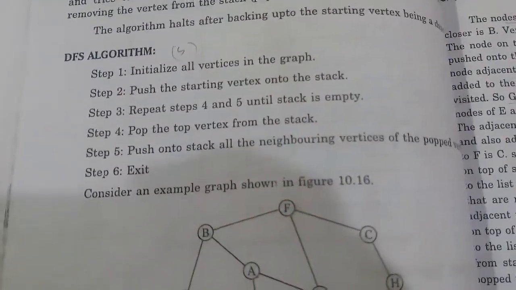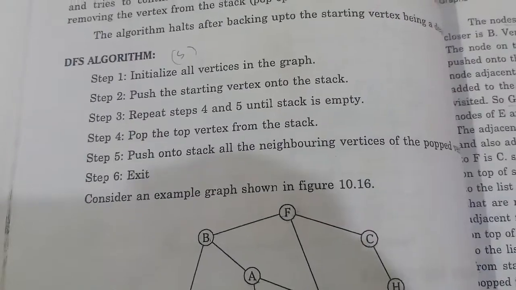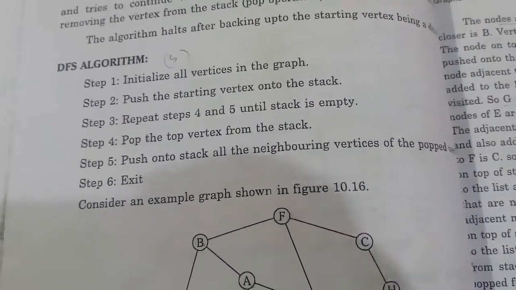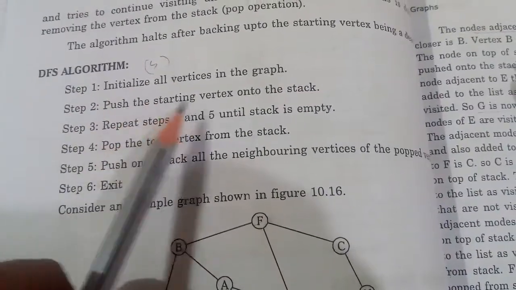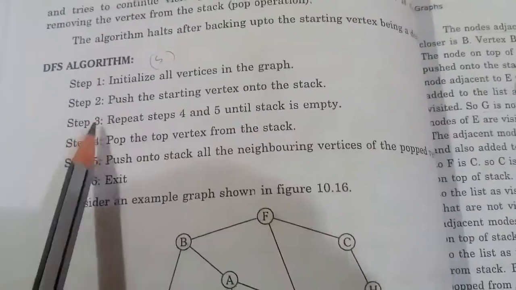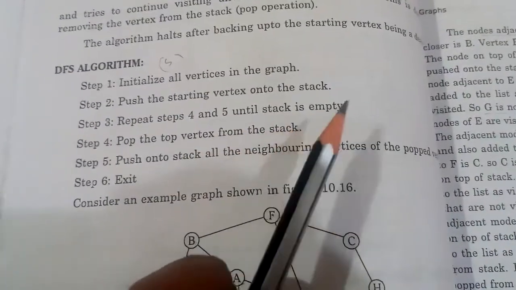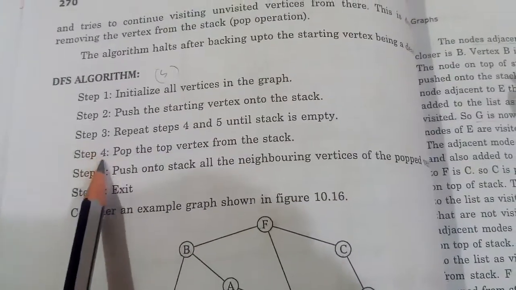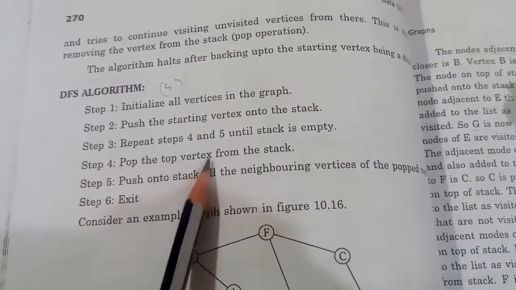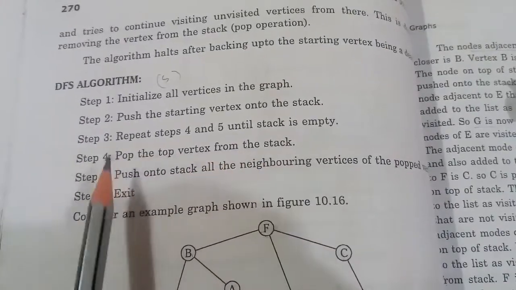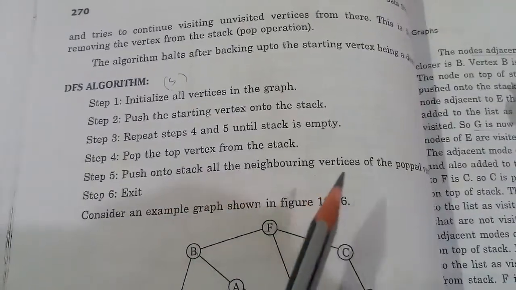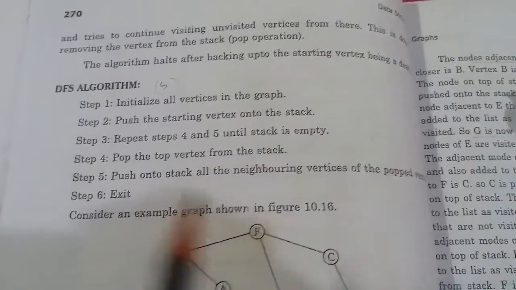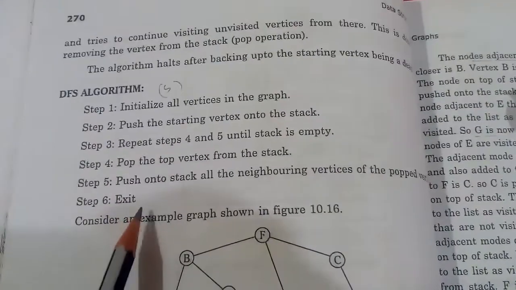This is the algorithm for DFS. Step 1, initialize all the vertices in the graph. Step 2, push the starting vertex onto the stack. Step 3, repeat steps 4 and 5 until the stack is empty. Step 4, pop the top vertex from the stack. Step 5, push onto the stack all neighboring vertices of the popped vertex. Step 6 is exit.